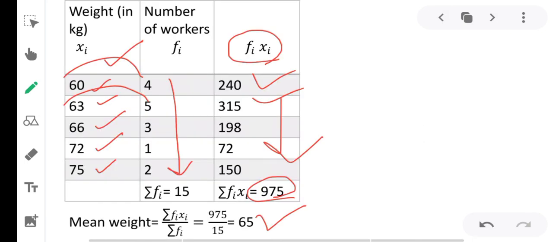So solve the question, the exercise. Today's homework is exercise 16a.